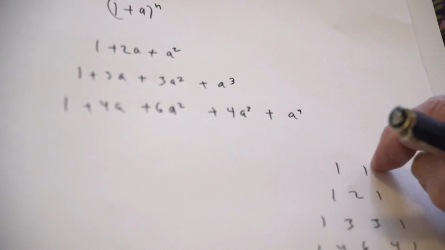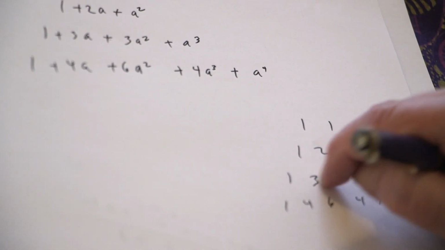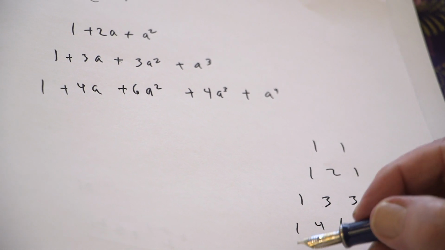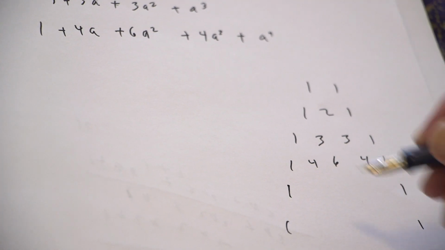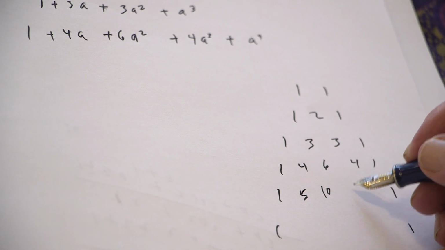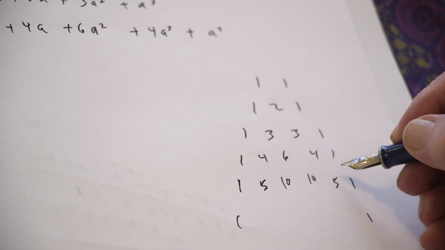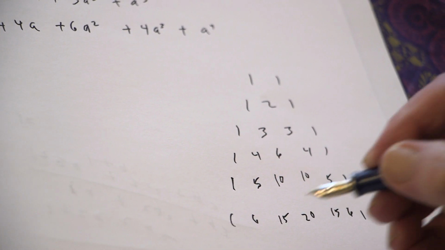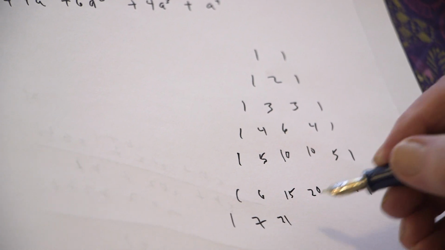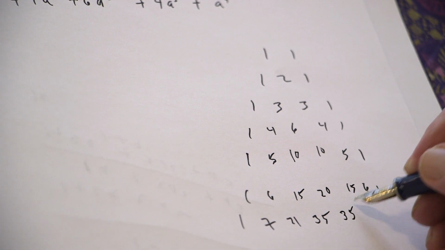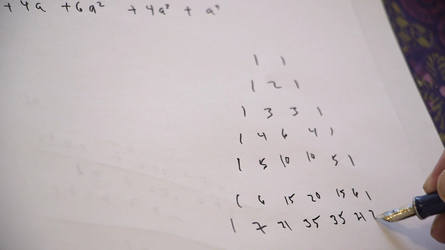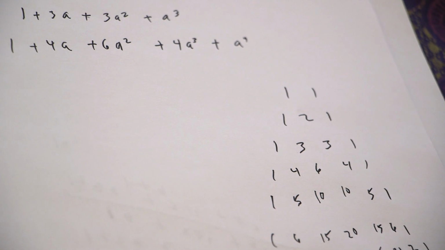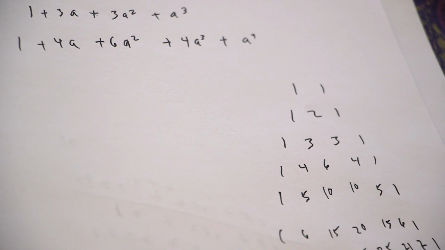So it started out with 1 plus 1, then it's 1, 2, 1, and 1, 3, 3, 1, 1, 4, 6, 4, 1. And this is a simple progression that continues always with ones on the outside. 1 plus 4 is 5, 4 plus 6 is 10, 6 plus 4 is 10, 4 plus 1 is 5. Then we get 6, 15, 20, 15, 6, and 1, 7, 21, 35, 35, 21, 7, and 1, and so forth to infinity. And these are the binomial coefficients.